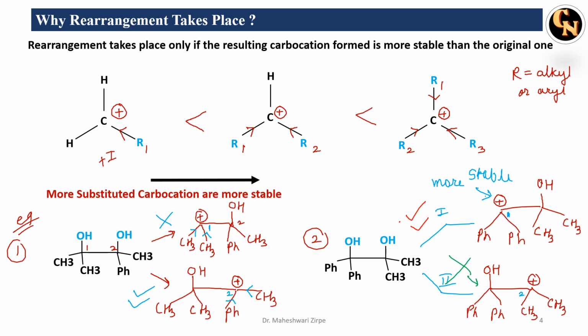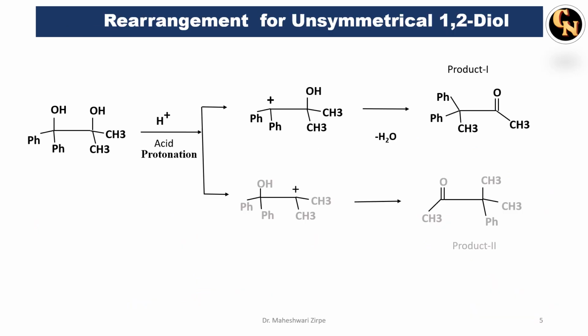Okay, so students, when you are proceeding with the Pinacol-Pinacolone rearrangement, you should first try to find out which of the carbocations is going to be more stable. This way you can find out and then proceed to the ketone formation of the Pinacol-Pinacolone reaction. Now let us understand the rearrangement of Pinacol-Pinacolone on an unsymmetrical 1,2 diol.